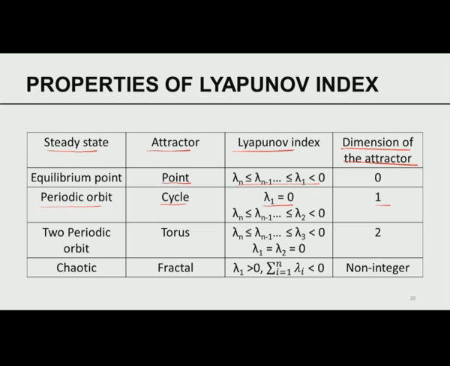If the system exhibits a steady state with respect to 2 periodic orbits, the attractor is said to form a torus, in which case 2 eigenvalues are 0 and the rest of the eigenvalues are negative. The dimension of the attractor is 2.